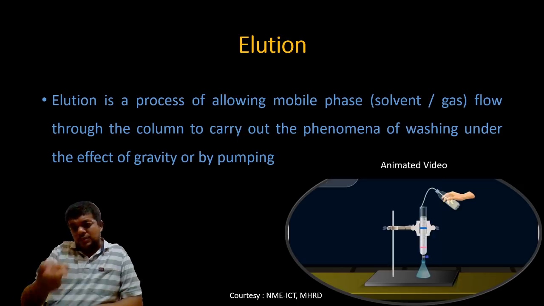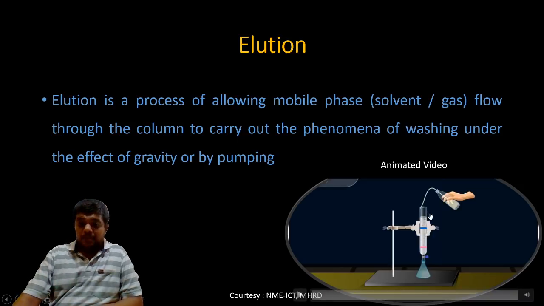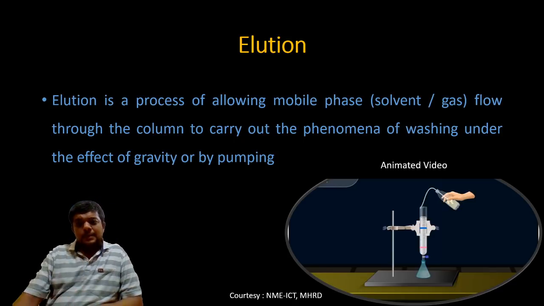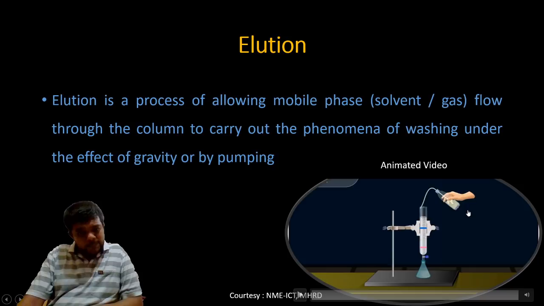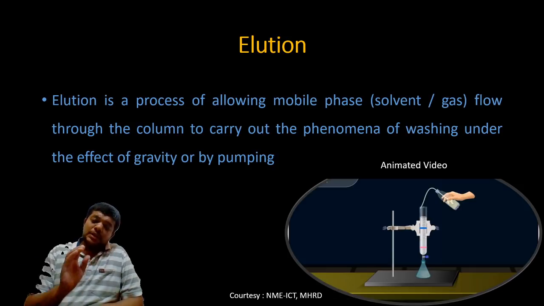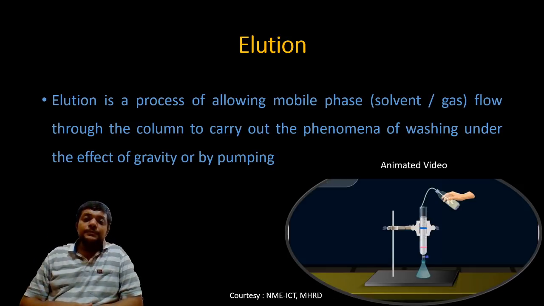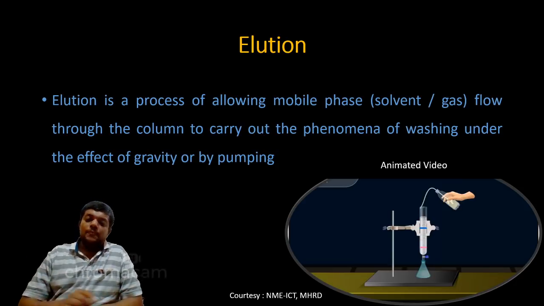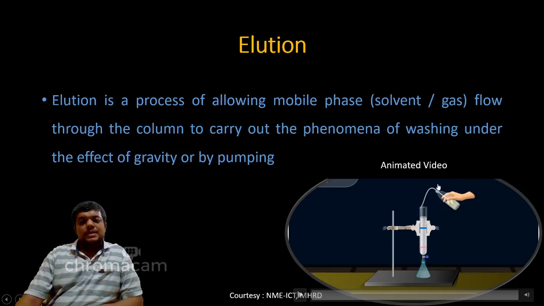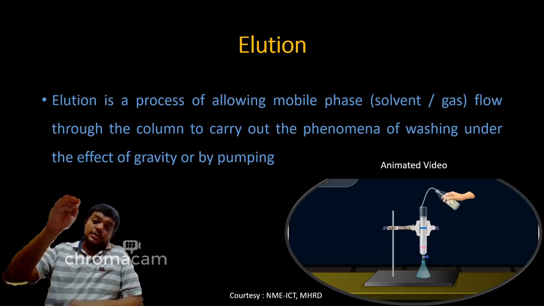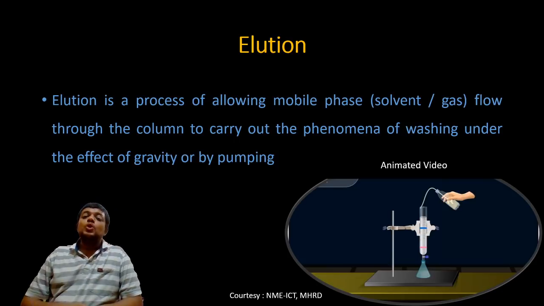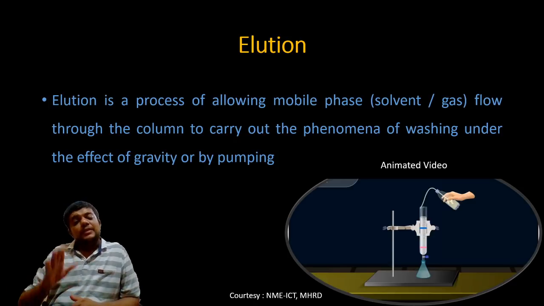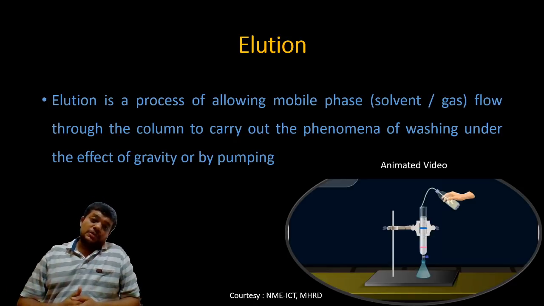Afterwards, through this wash bottle that is now available on the screen, excess mobile phase is added. Remember, the mobile phase added now and the mixture that was poured from the dropper probably have the same solvent. When such extra solvent is required to push the samples to the bottom to complete the phenomenon of separation, we generally call it the process of elution.